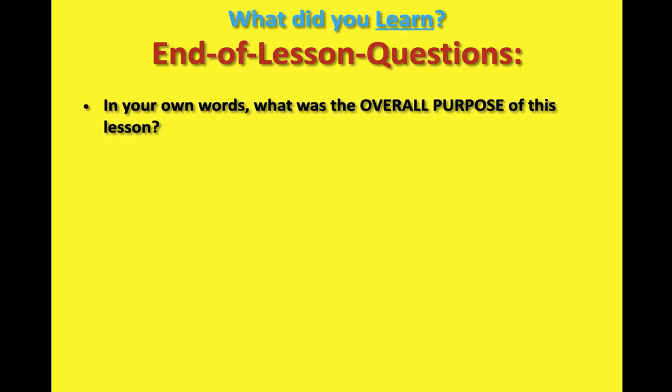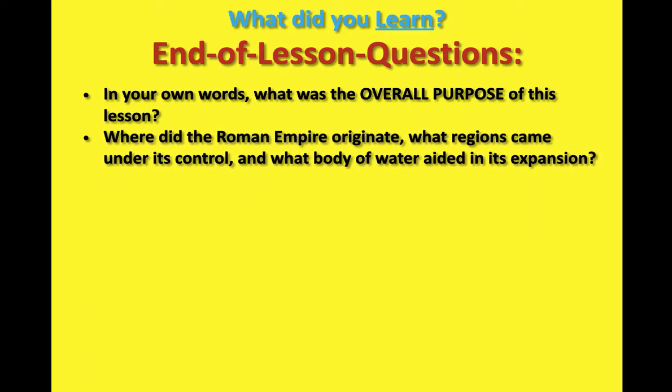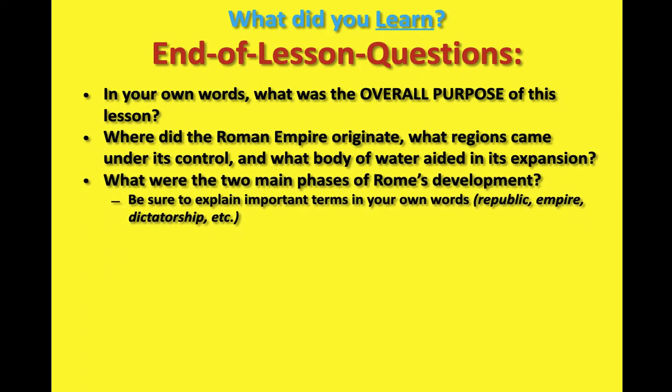End of lesson questions. In your own words, what was the overall purpose of this lesson? To introduce you to Rome. Where did the Roman Empire originate, what regions came under its control, and what body of water aided its expansion? The Roman Empire originated in Rome. What regions came under its control? You could say Africa, you could say modern day Turkey, you could say Europe. And what body of water aided its expansion? The Mediterranean Sea.